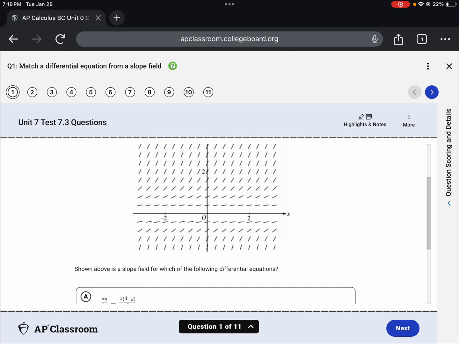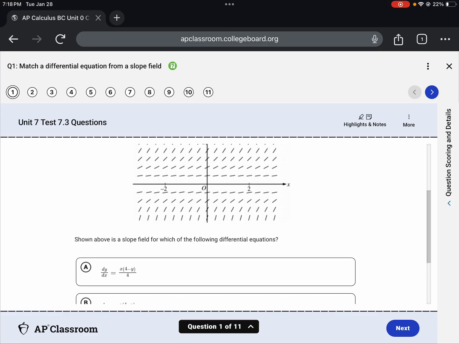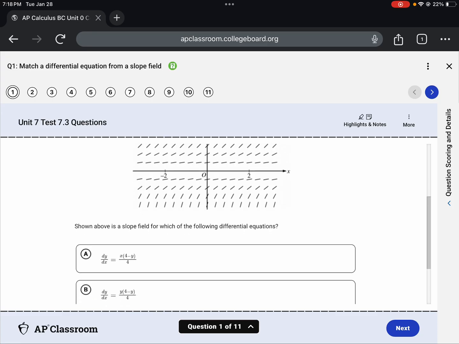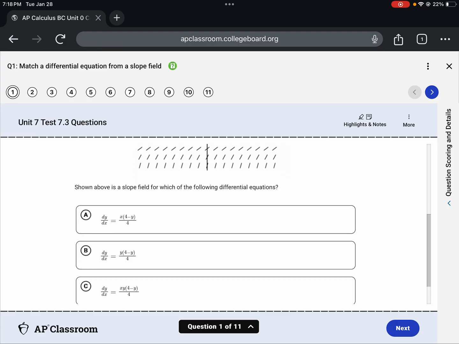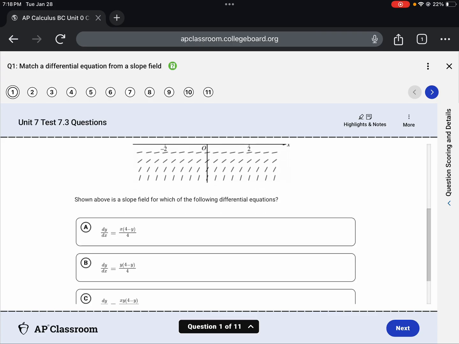But y equals 0, that might be helpful. So again, at y equals 0, it looks like we have a horizontal tangent there. So try and eliminate those. So like for A, if you plug in y equals 0, you'd get 4x over 4, which would be equal to x and not 0. So I don't think it's going to be A.